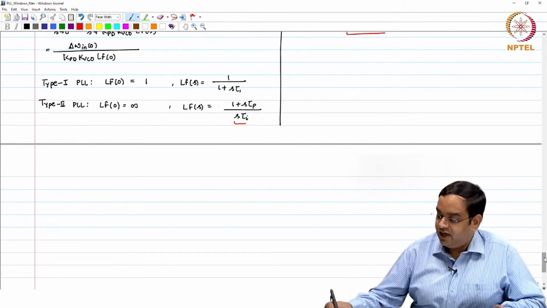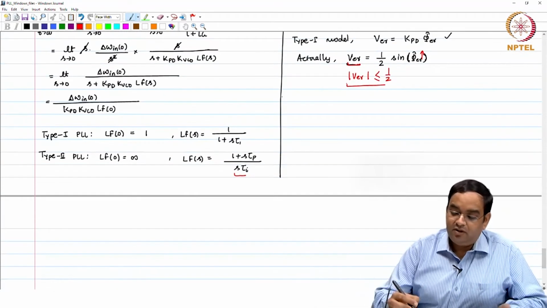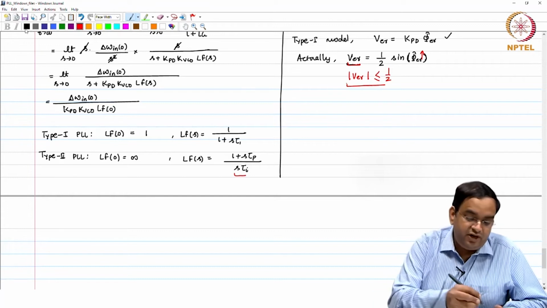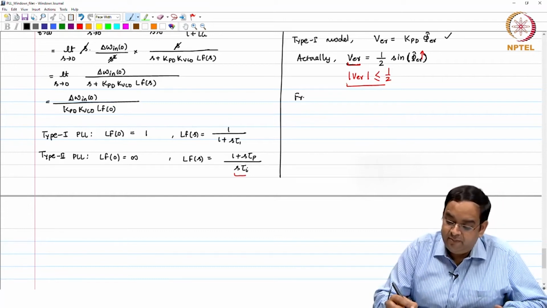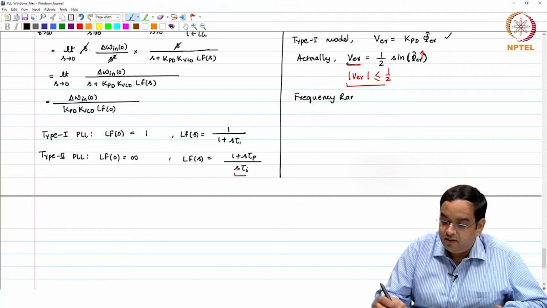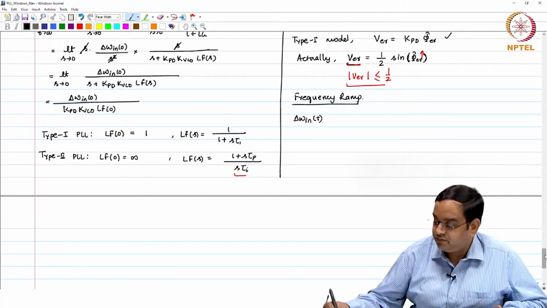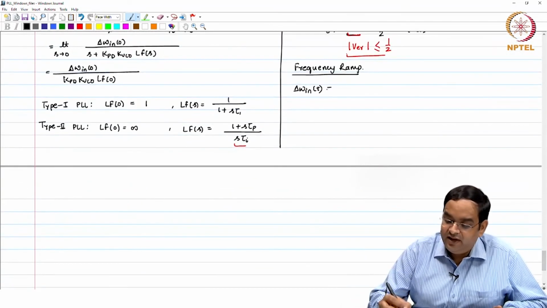Now comes another question: what happens? We applied a frequency step. Now, if I am going to apply a frequency ramp, what do I mean by frequency ramp? That delta omega in of t is increasing at a fixed rate.